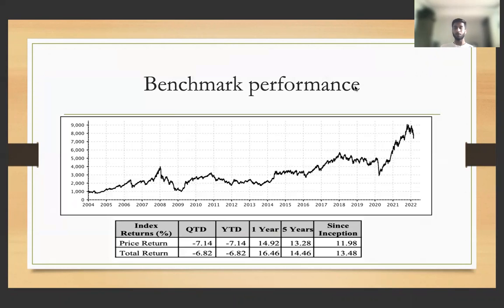If you see the correlation between Nifty 50 and Nifty Midcap 50, the correlation stands at 0.883 or something. So they give similar returns, but the risk appetite in midcap is quite high.